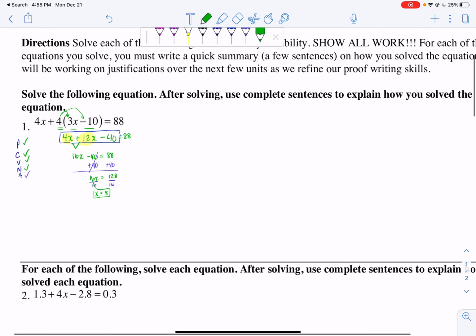But here's the issue. We solved the equation. On the Google form, that'll get you 2 points. The next 2 points you need is the explanation. So now we're going to use complete sentences to explain how we solve the equation. If you want, you can write it using bullets, but you need to make sure that you're writing complete sentences.